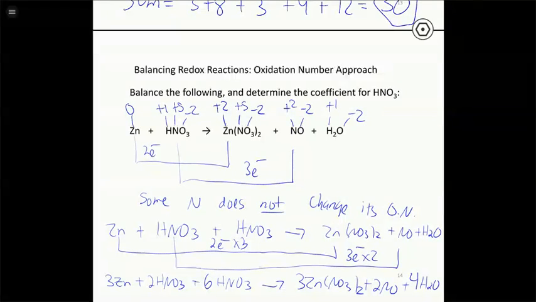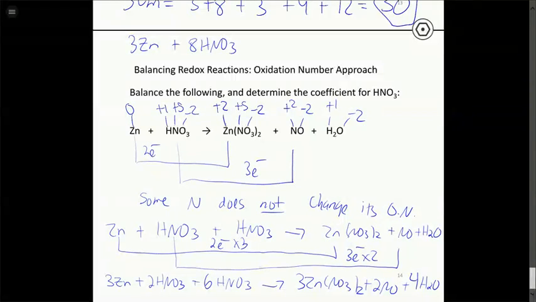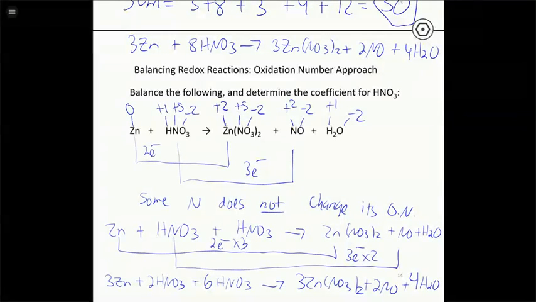So then when we simplify this out, we get 3 zincs plus 8 HNO3. We add the 2 coefficients, 2 and 6, and combine them, and that's going to form 3 zinc nitrates, 2 NOs, and 4 waters. All right. So again, if you have some atoms where some of them are changing their oxidation number, some of them aren't, it's helpful to balance in 2 parts.